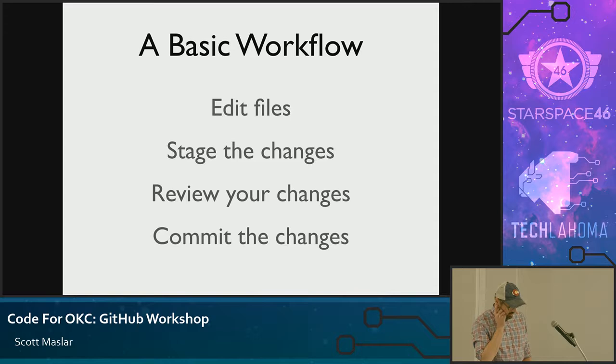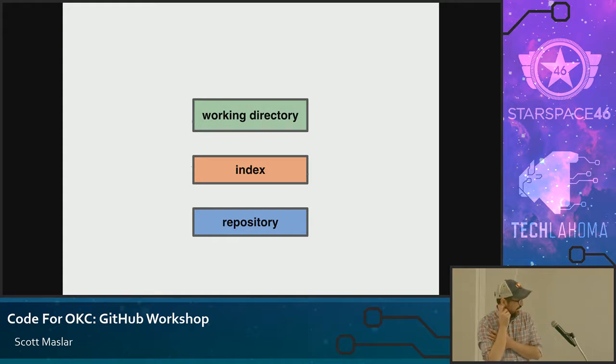We're gonna edit the files, we're gonna stage the changes, we're gonna review the changes, and then we're gonna commit them. One thing before we get to that, Git has these three concepts that you kind of have to understand to really get it. So there's the working directory, which is just the directory that you're in right now. In the previous case, it would have been my grit, right? So it's the directory where all of your files reside.